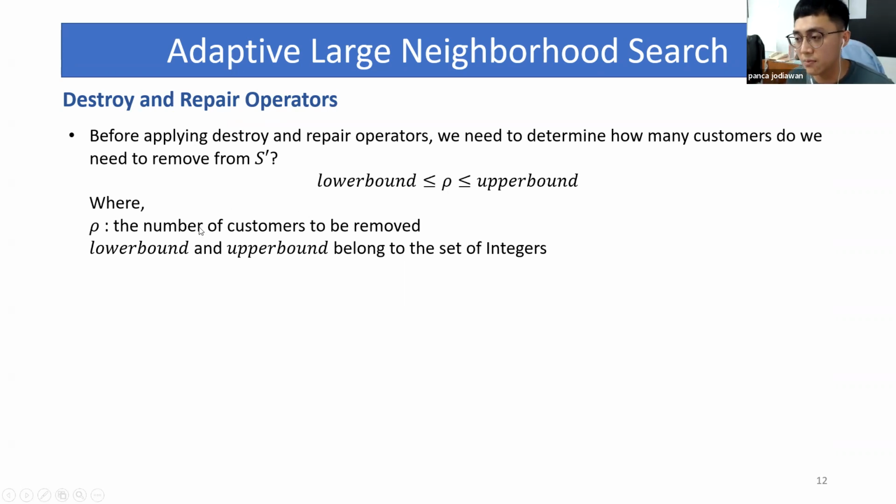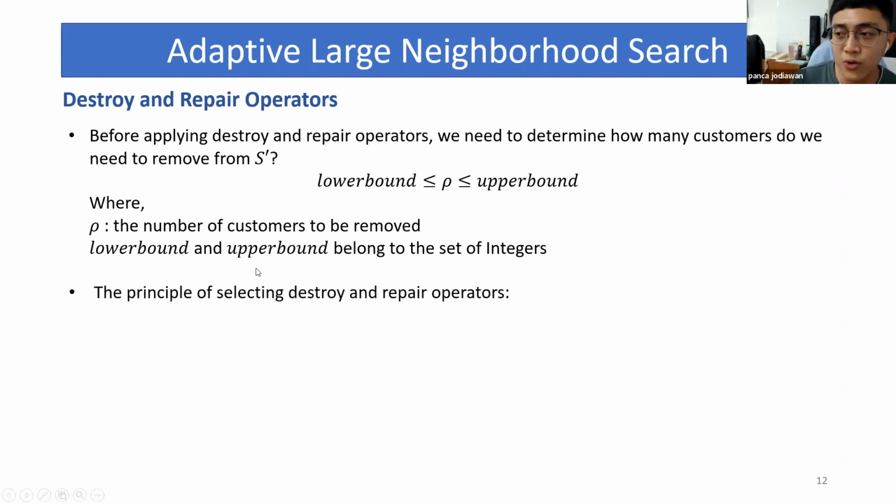The rho here represents the number of customers to be removed, and it is bounded on two sides, a lower bound and an upper bound. The lower bound and upper bound themselves belong to the set of integers. They cannot be continuous, at least so far I haven't seen continuous values. So let's say the lower bound is 4 and the upper bound is 10. It means that you can remove between 4 and 10 customers.